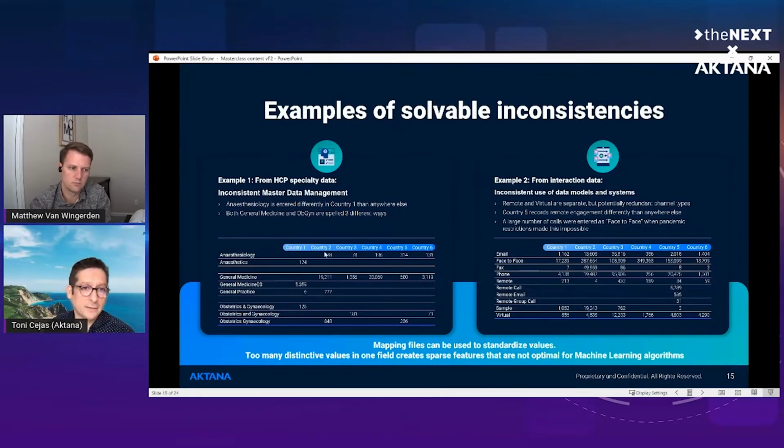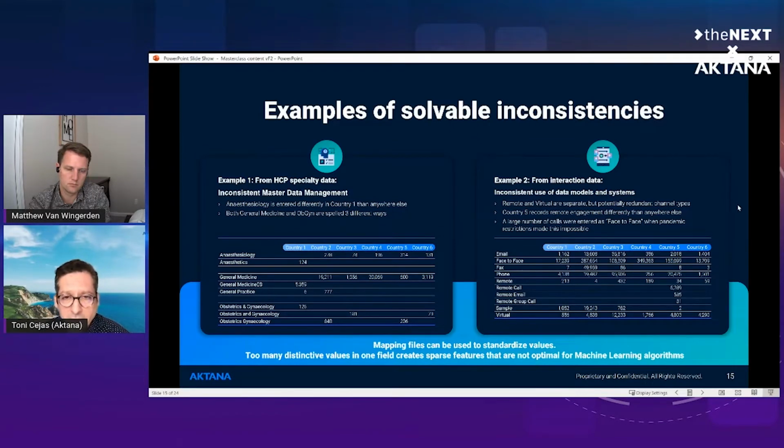That will make it more difficult when you want to apply AI on top of this, or even when you want to apply traditional business intelligence. Example two, on the right-hand side, is coming from interaction data. In this case, it's an inconsistent use of data models and systems. This particular analysis was conducted during the COVID pandemic, right? So if you look at the face-to-face row, it has high numbers. And that's in theory not possible during the pandemic.